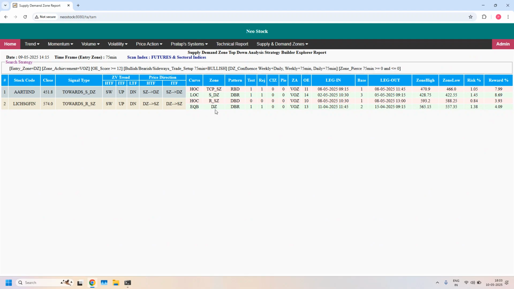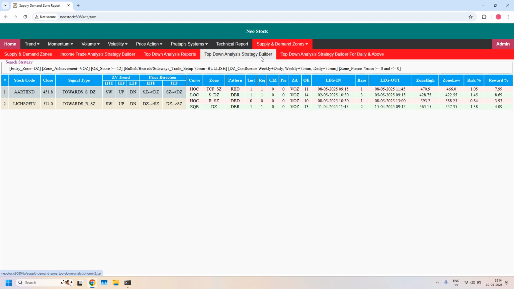In these 2 stocks, these 75 minutes demand zones are overlapped with daily demand zone. Both together overlapped with weekly demand zone. But weekly trend is sideways. So you can't filter this list based on the EMA confluence. Okay, this is bullish trade setup for weekly income trade.